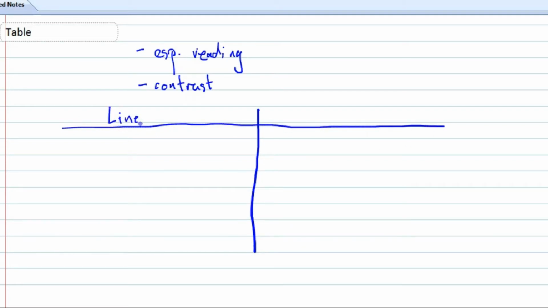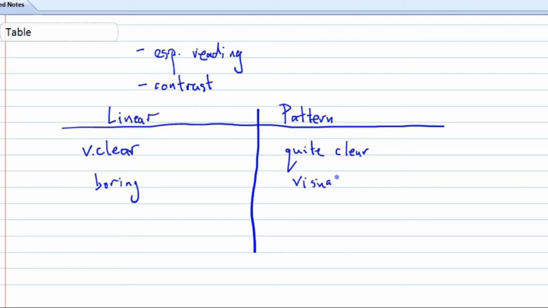So as we've been looking at linear and pattern notes, let me take notes of those in a table format. So as I just said, one advantage of linear notes is that they are clear. They are very clear. And pattern notes are quite clear, so they're still clear but maybe less so. And I also said a disadvantage is that maybe they are less visual, less interesting, in other words, more boring than pattern notes. In contrast, pattern notes are very visual, which means that they are going to be more interesting.